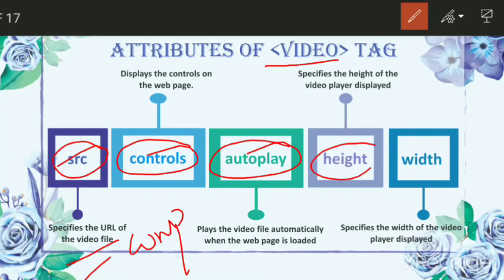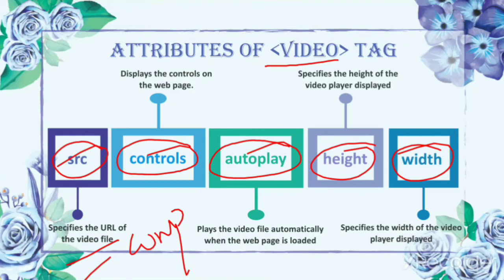Next is height. It specifies the height of the video player displayed. That means how much width you want, how much height you want of the video player. It is used to set that particular height. Width is used to set the width of the video player displayed. So in the video tag we have these 5 different attributes. Now let's have a look at the coding.